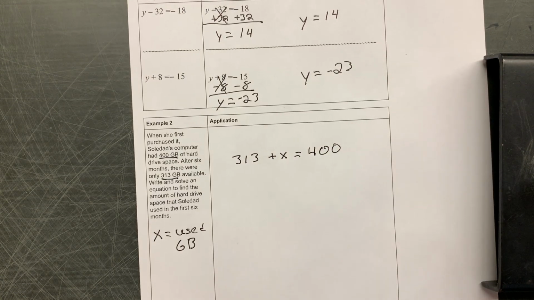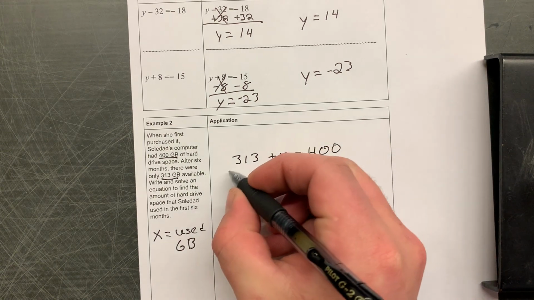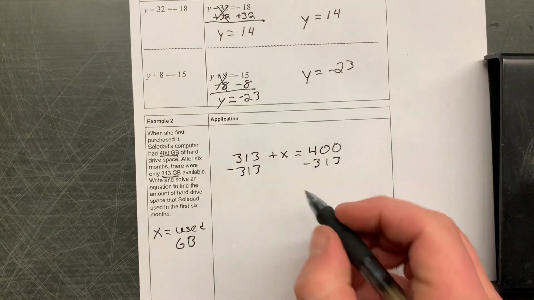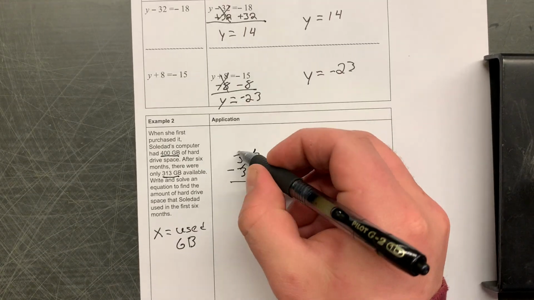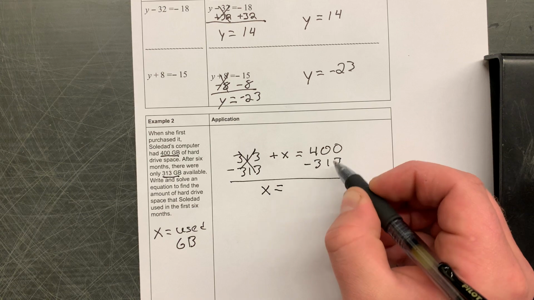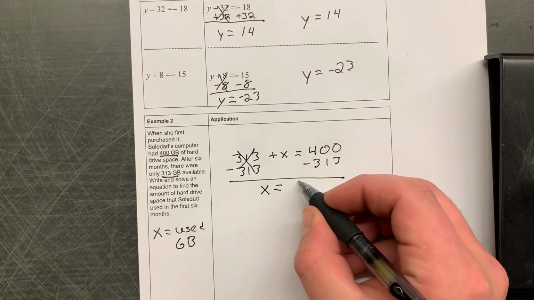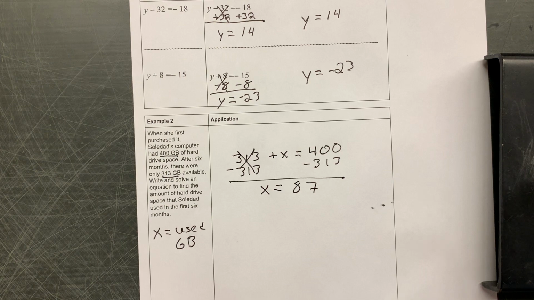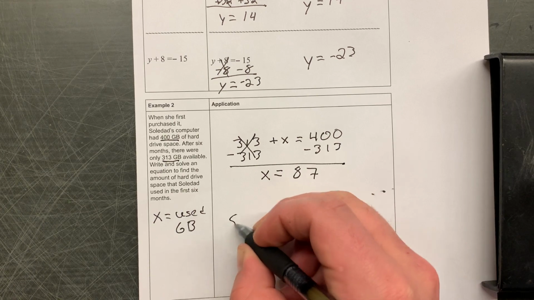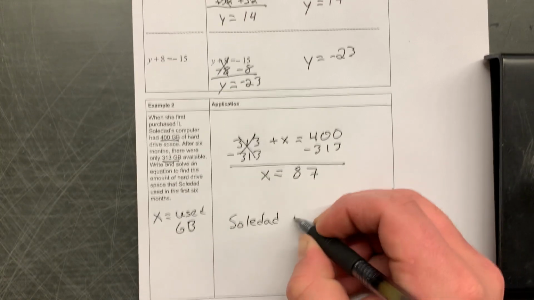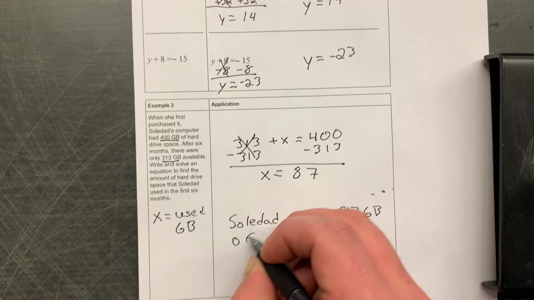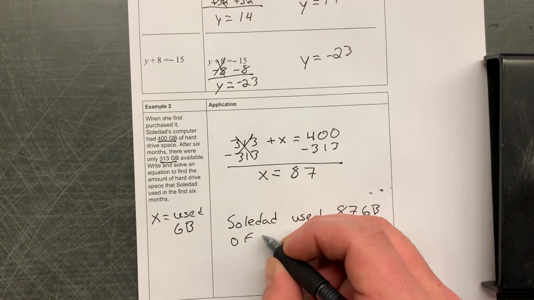So now I just have a simple one-step equation. I'm going to take away this positive 313 from both sides. These are going to cancel out. I'm left with x equals, when I do the subtraction here, 87. x equals 87. Now I need a proper label on this problem. So I'm going to say that Soledad used 87 gigabytes of storage space.